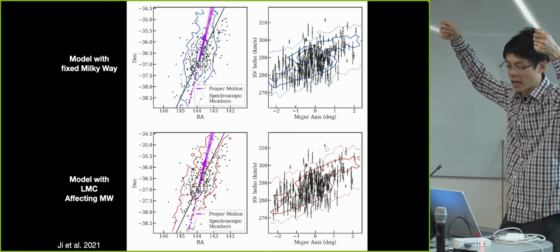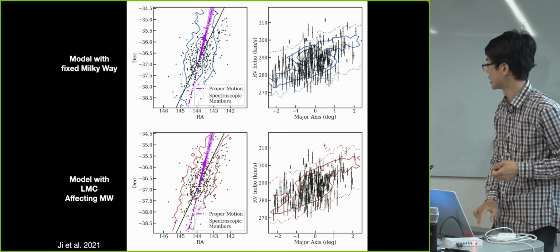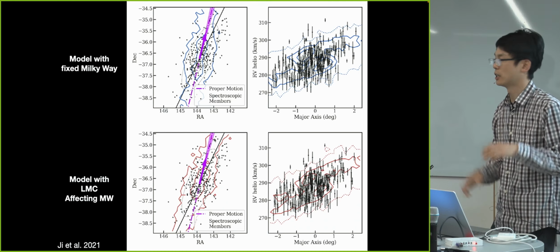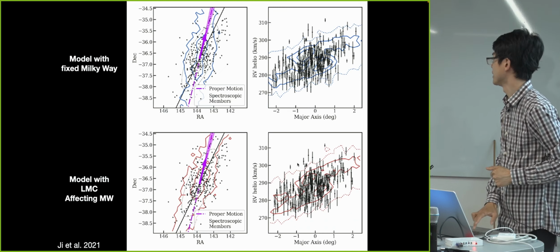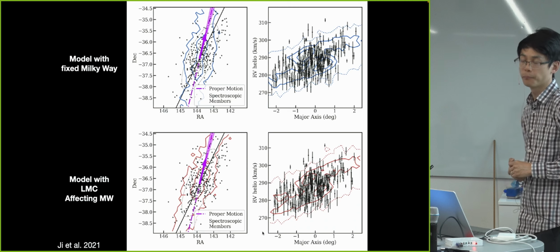Once you include the fact that the Large Magellanic Cloud pulls the Milky Way out of place, you get this red contour over here. You can see that it's not perfect, but it's very well aligned with the direction of the actual tidally disrupting galaxy on the sky. And indeed, quantitatively, there's a better fit to the velocity gradient over here as well.